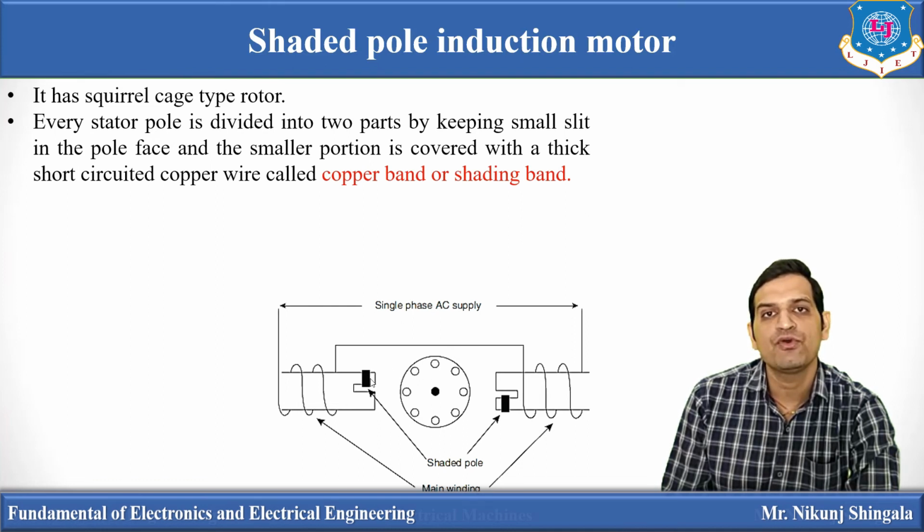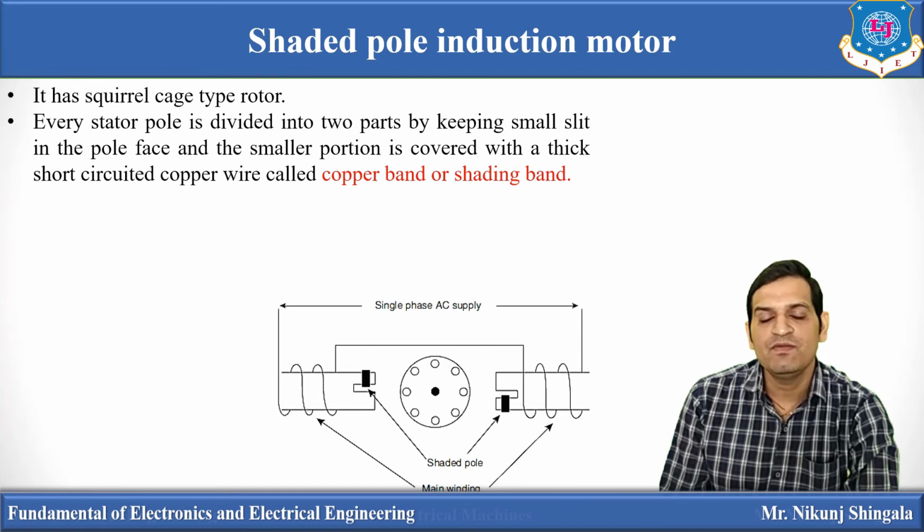Here you can see the smaller portion is covered with a thick short-circuited copper ring, copper wire. This is known as a copper band or shading band, and that's why it is known as a shaded pole induction motor. So the pole is divided into two parts. One part is covered with the copper band, that becomes the shaded pole, and the other becomes the unshaded pole.